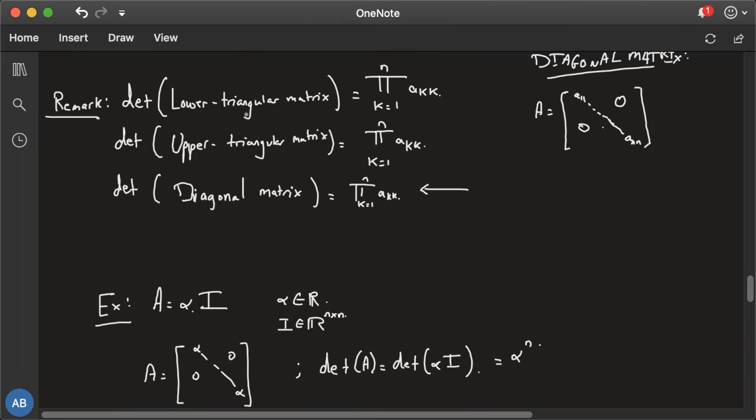Do not make the following mistake. This is not equal to alpha times the determinant of I, as a scalar. If you say this, then the determinant of I is 1 and you're left with alpha. And alpha is not alpha power n, okay? So this is wrong. That means that we cannot extract a factor outside the determinant like that.